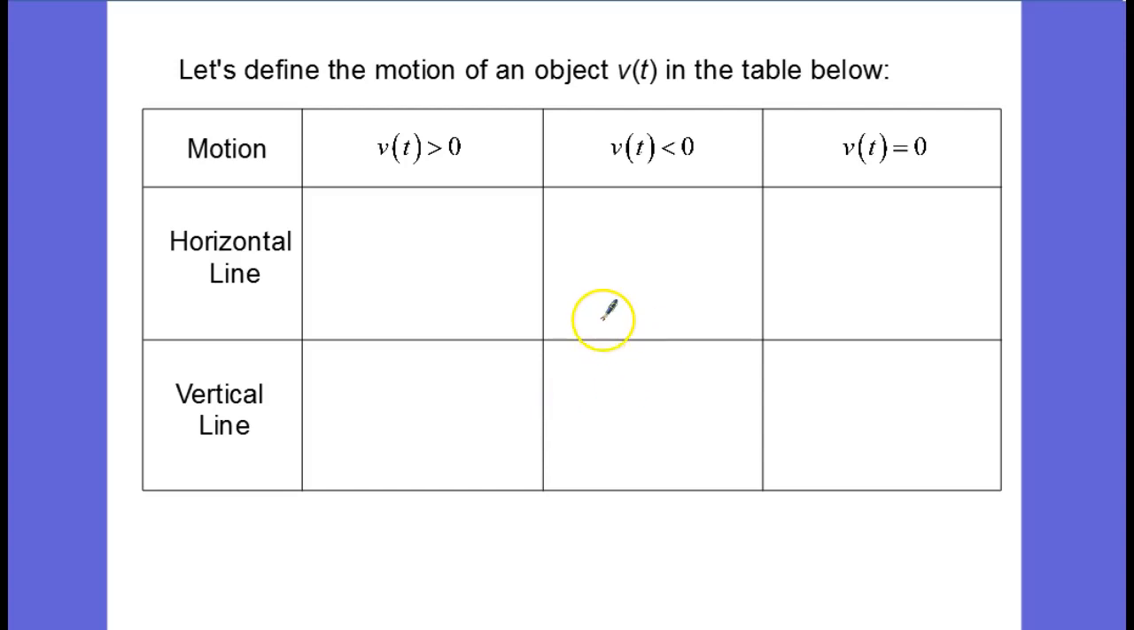All right, so let's use a table to lay out the relationships for motion along a horizontal line and vertical line given the three possibilities for values of velocity: greater than 0, positive, less than 0, negative, and equal to 0. So if I am on a horizontal line and velocity is positive, that means that we are moving to the right. If velocity is negative, I am moving left. And if the velocity is equal to 0, we are stopped.